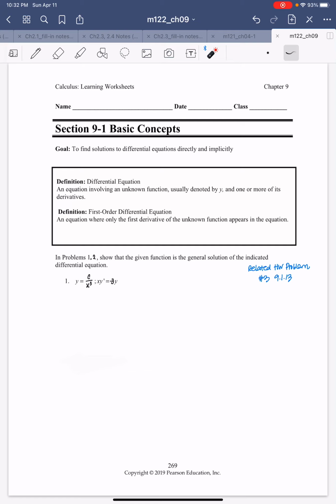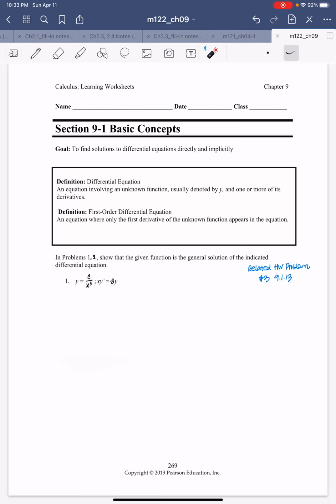Another definition to look for is the first order differential equation. That means this is an equation where only the first derivative of the unknown function appears in the equation. So you see just y prime, not double prime or triple prime. So we'll begin with the first order, first derivative differential equation. Let's take a look at the very first problem.